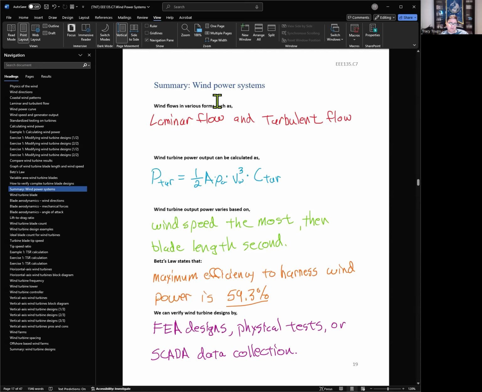Kind of scraping the top of wind power systems. We'll come back next week and start talking about wind turbine blades and more complicated designs.